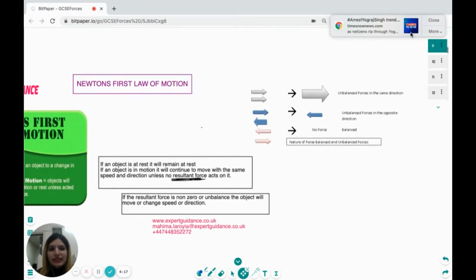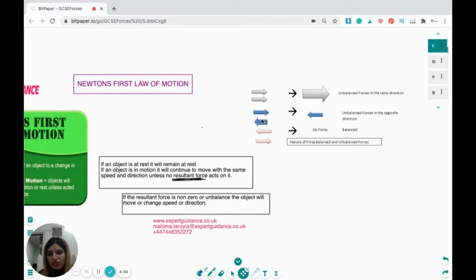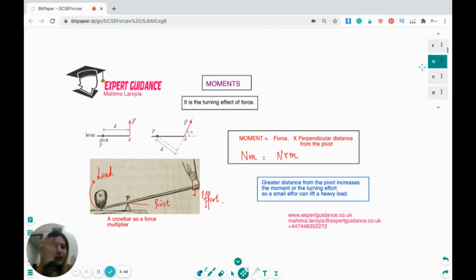So let us see in this case. In this case, I have one force to the right and two forces to the left. This is unbalanced forces in the same direction. In the second one, I have forces acting in opposite directions. So that is unbalanced force in the opposite direction. And in the third case, both forces are equal and opposite. So that is a balanced force, and the object experiences no net force. Okay, now I hope Newton's first law, which is the concept of balanced forces, and Newton's third law, which is action-reaction pairs, are clear to you.